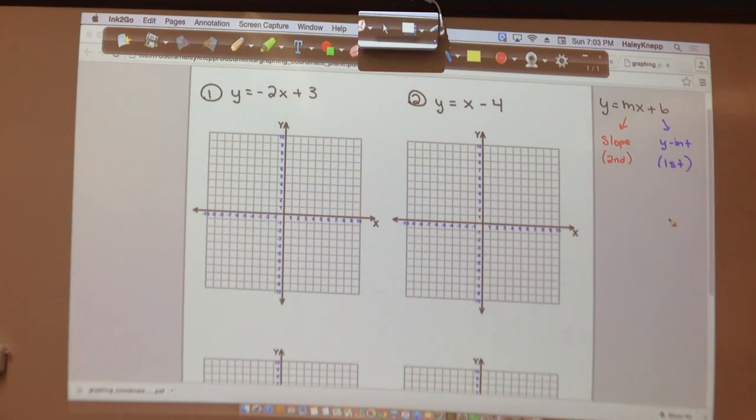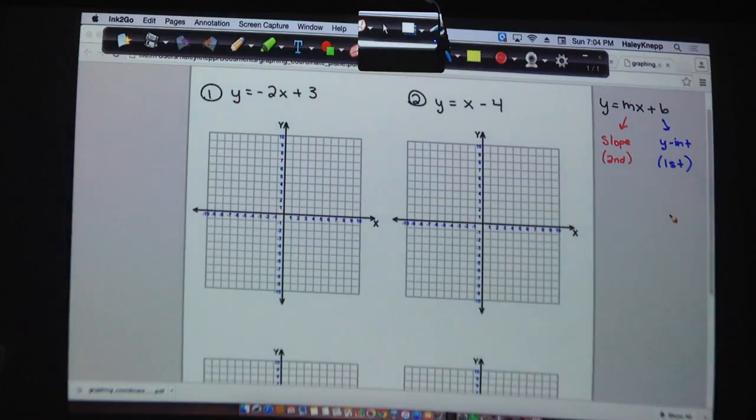The rules with this is to first graph your y-intercept, and then we'll secondly graph our slope. So if the y-intercept on my first number one equation is positive 3, I'm going to go to the positive on the y-axis and plot my first point. Here's my y-axis. I go up to positive 3 and plot my first point.